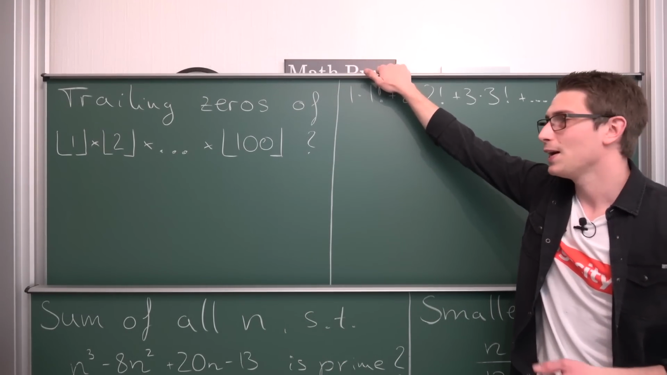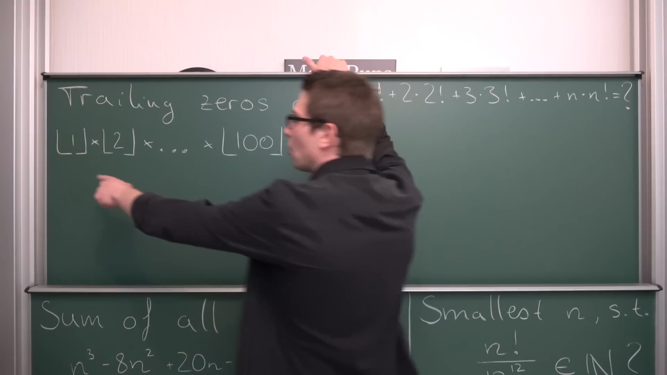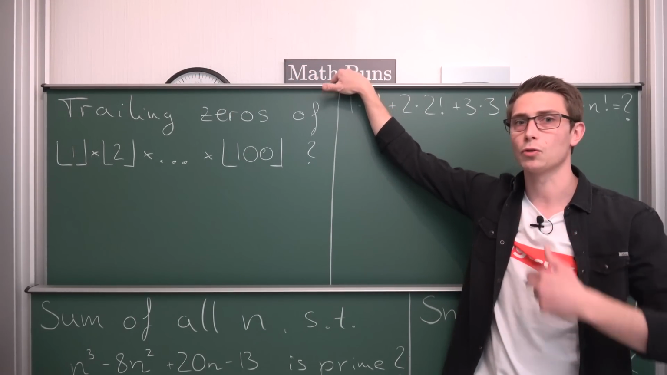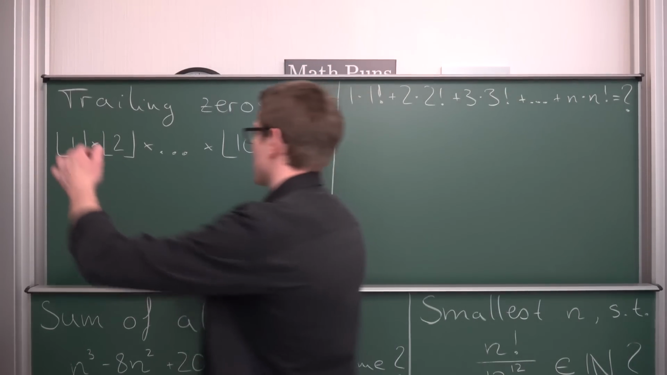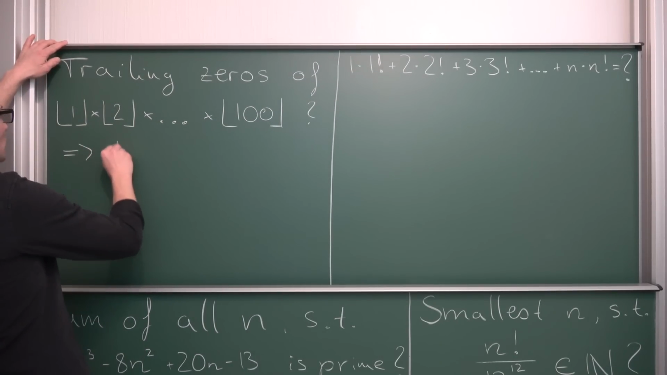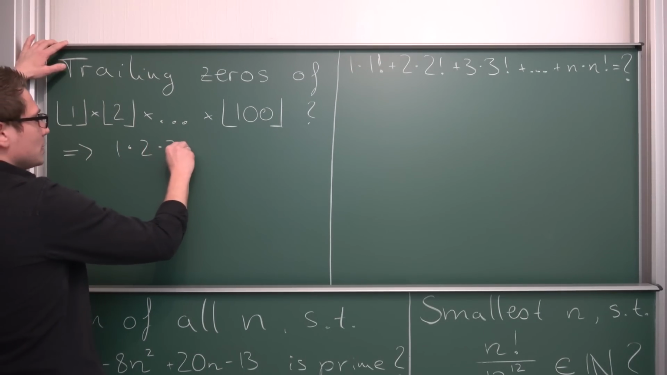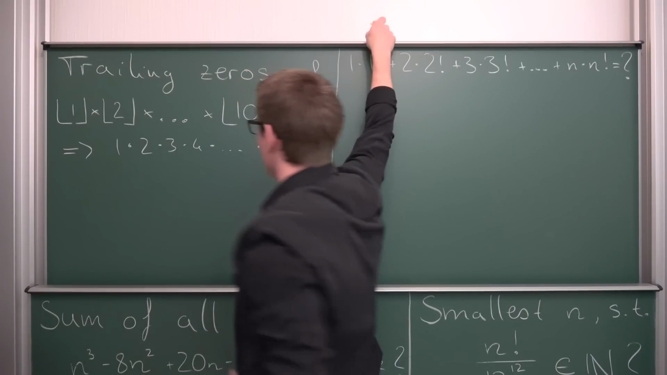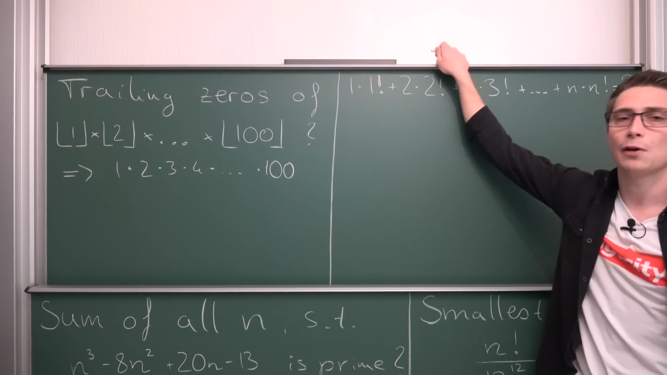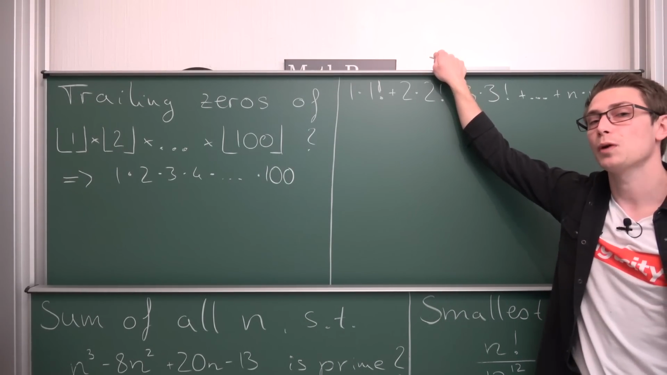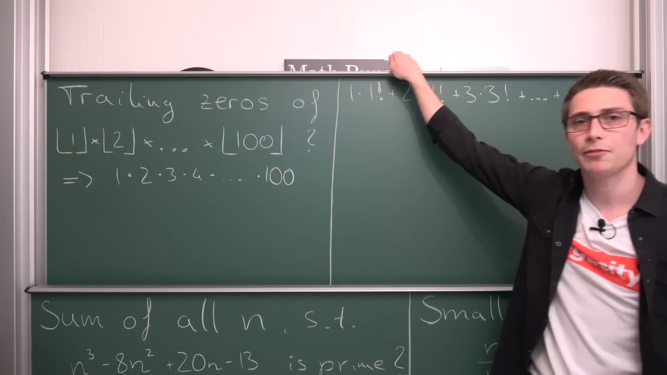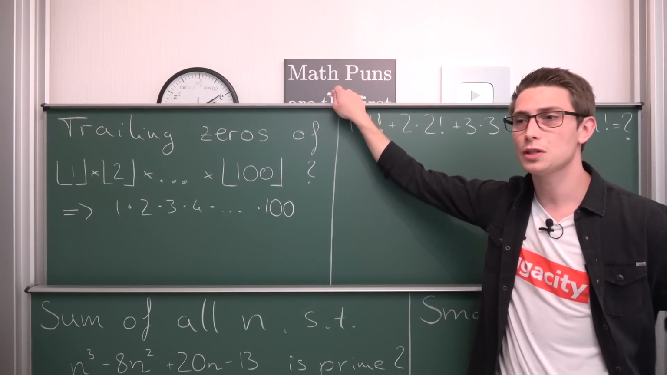Now, what does it mean to multiply floors together, like floor of 1, floor of 2, floor of 3, etc.? The good thing is, the floor of a natural number is just a natural number itself. If we round down from 2, we are going to get 2 overall. So this problem is going to reduce to 1 times 2 times 3 times 4 and so on up until 100. Now we can just start counting tens. And what is the prime factorization of 10? It's basically the same thing as we did here.